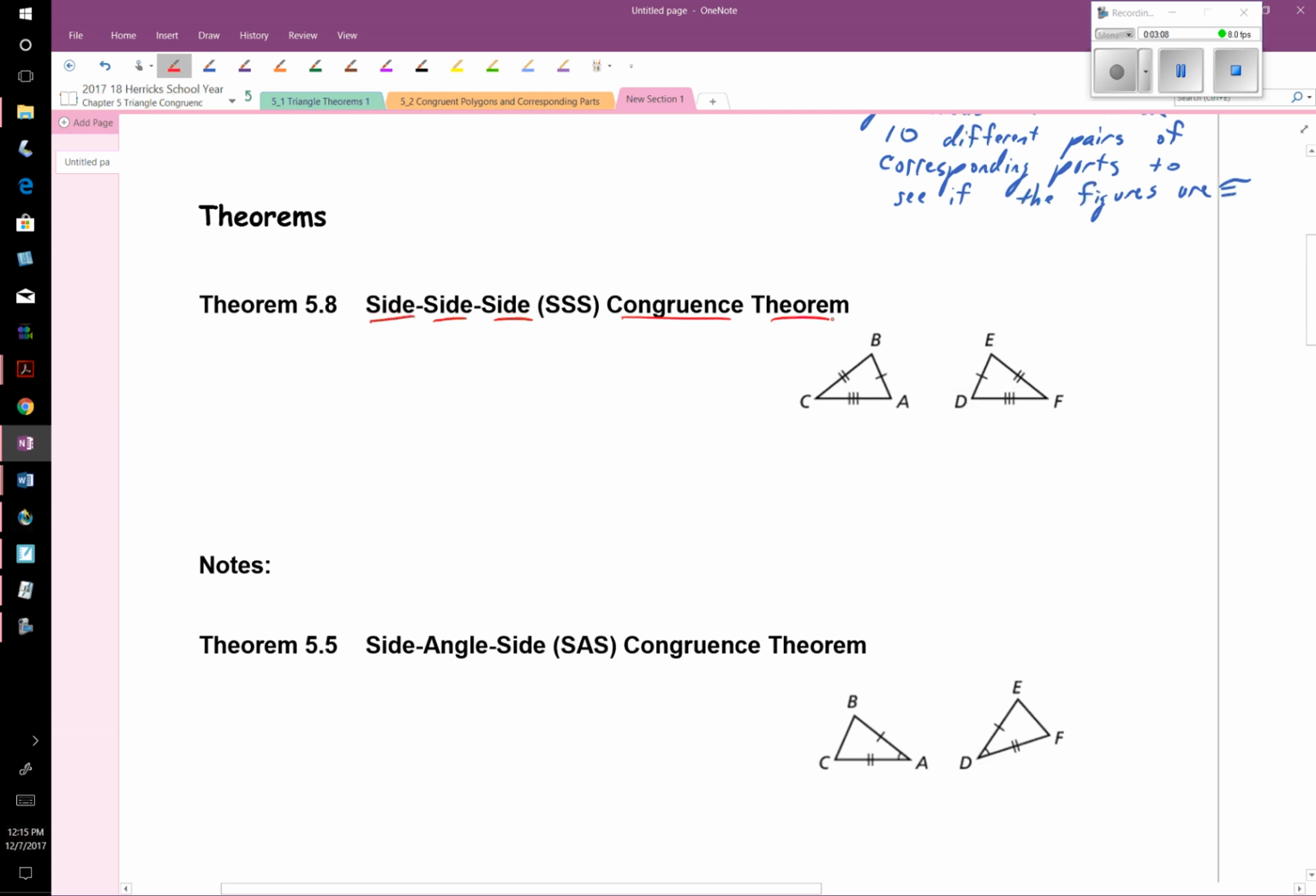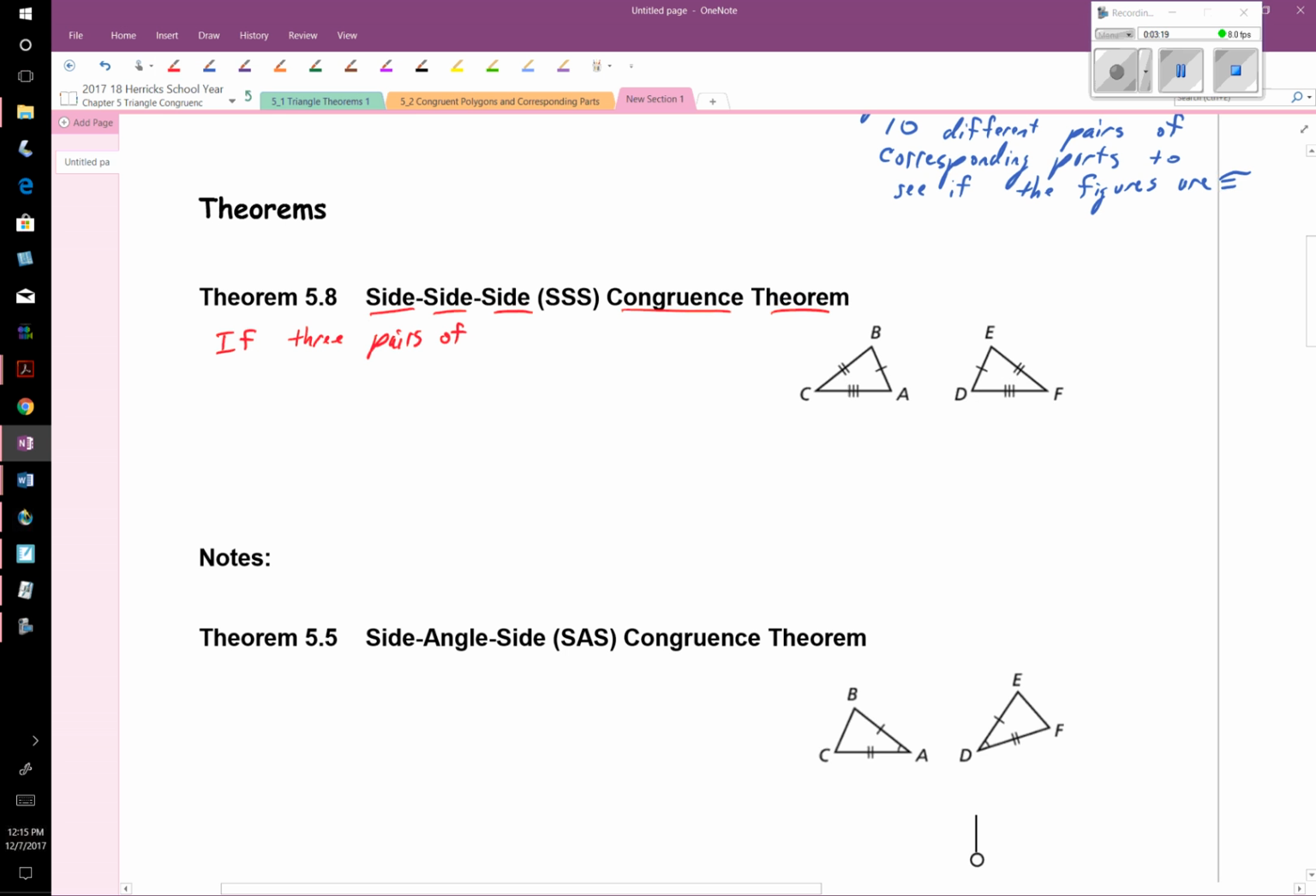Okay, basically what this says is if 3 pairs of corresponding sides are congruent, then the triangles are congruent to each other.